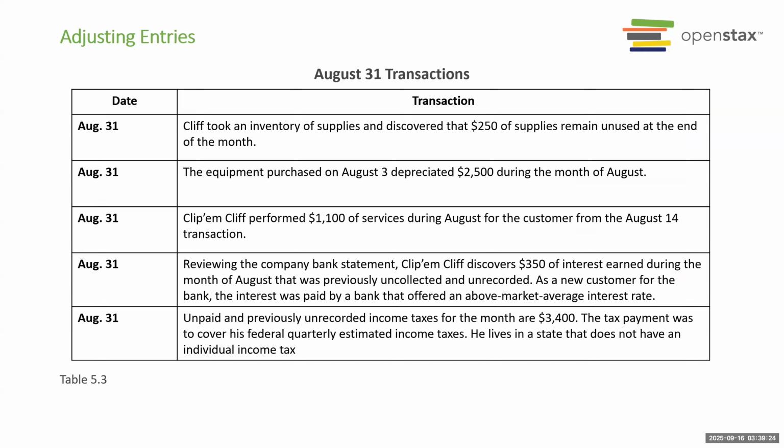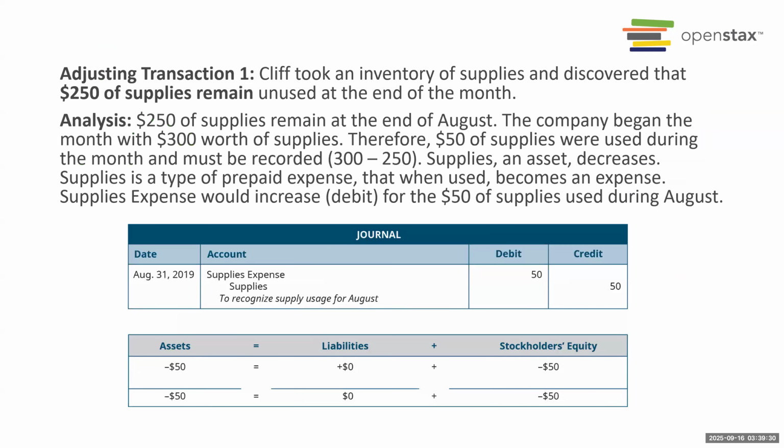All right, let's look at some adjusting entries for Cliff Company. So Cliff took inventory of supplies and discovered that $250 of supplies remained. So in order to achieve the $250 out of the $300, we have to adjust supplies by $50. So we debit supplies expense by $50 and credit supplies by $50.